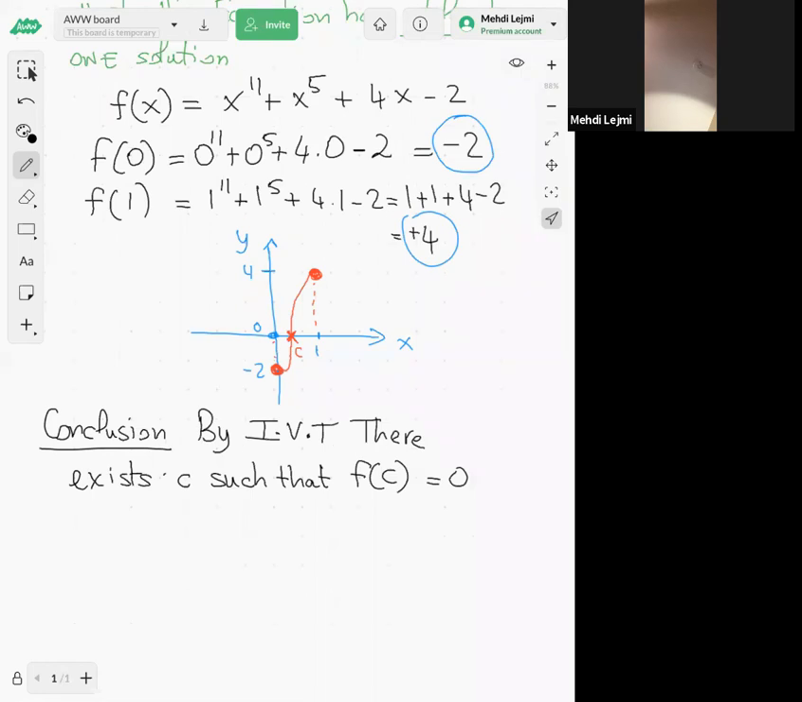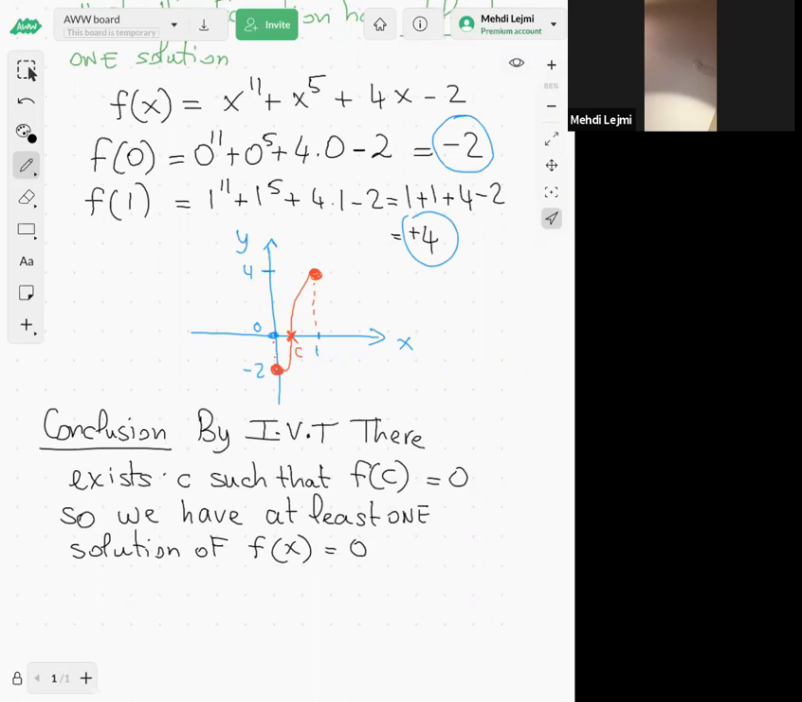So then we have at least one solution of f of x equal to 0. Right? Now, the thing is, you're going to go from negative 2 to positive 4. You could cross the x-axis more than one time, right?